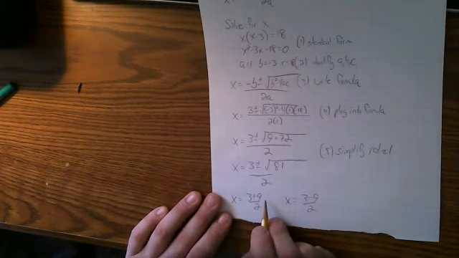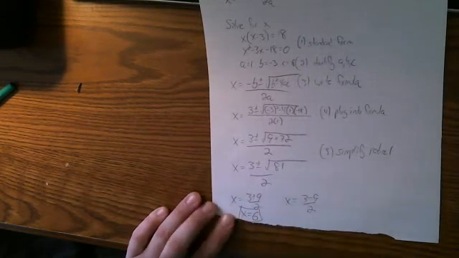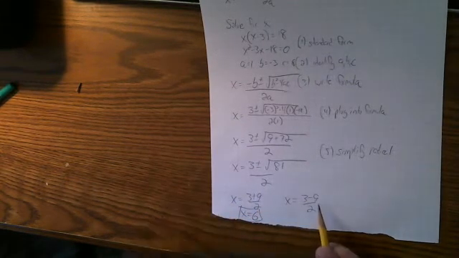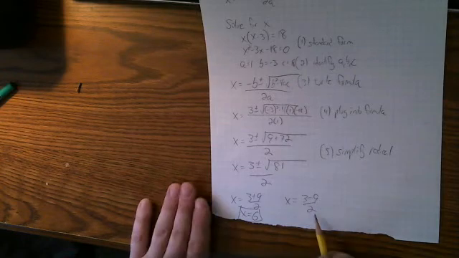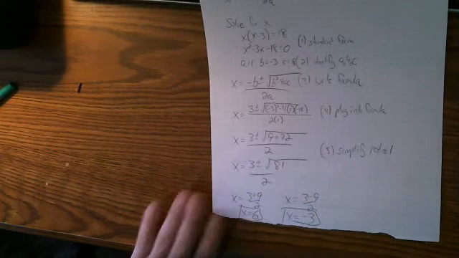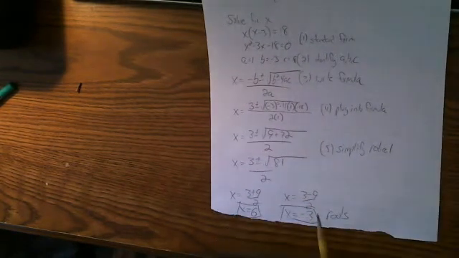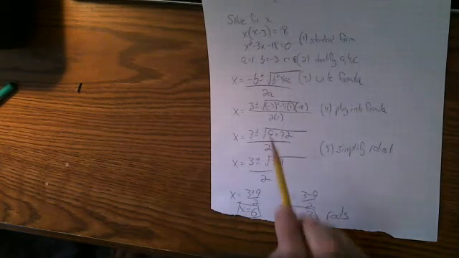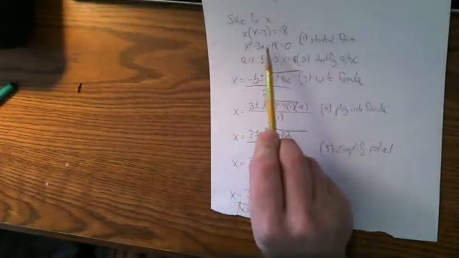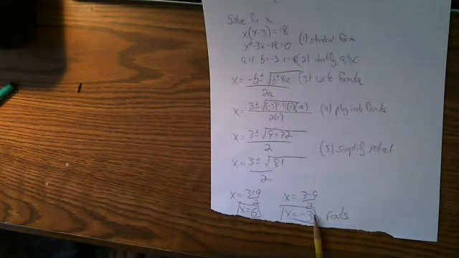So now 3 plus 9 is 12. 12 divided by 2 is 6. 3 minus 9 is negative 6. And negative 6 divided by 2, x equals negative 3. So now these are the roots, which means the graph of x squared minus 3x minus 18 crosses the x-axis at x equals positive 6 and x equals negative 3.